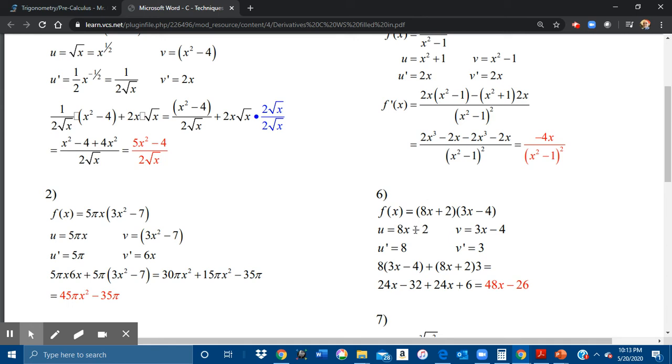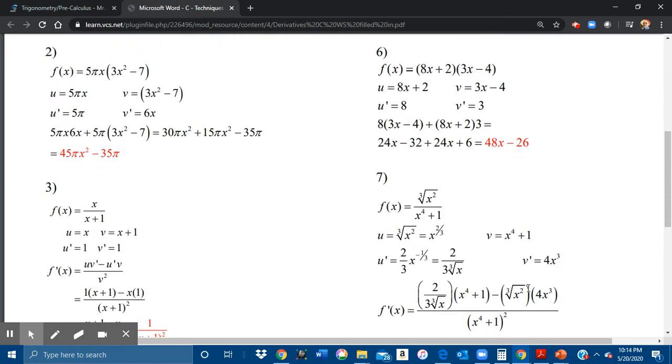So u is the first term, 8x plus 2. 3x minus 4, v is the second term. So u prime is simply 8. V prime is simply 3. So what am I left with? I'm left with u prime times v, 8 times 3x minus 4, plus u times v prime. So I've got 8x plus 2 times 3, 24x minus 32 plus 24x plus 6 gives me 48x minus 26.